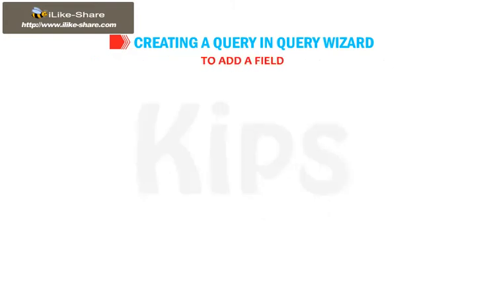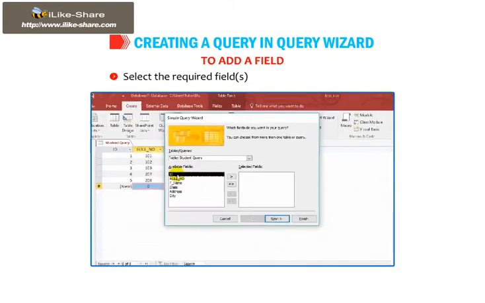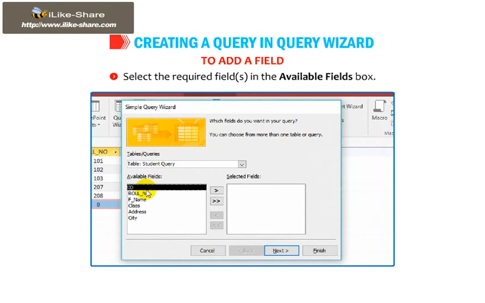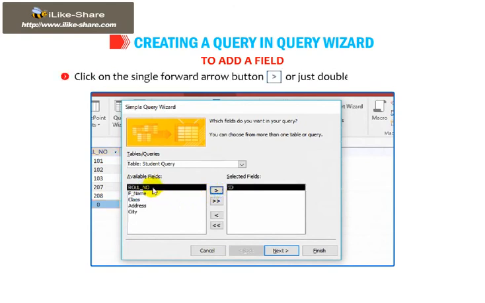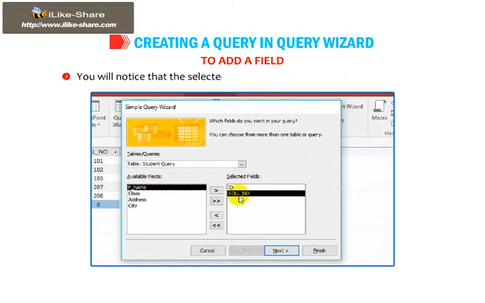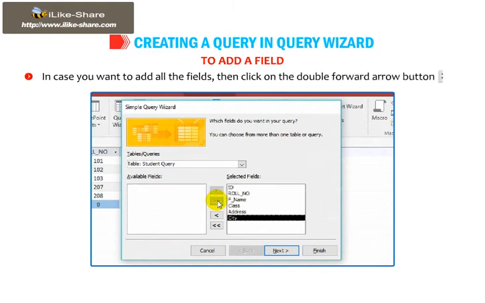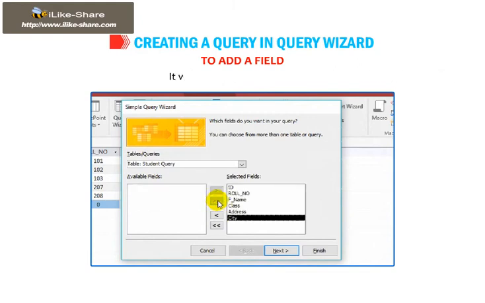To add a field, select the required fields in the Available Fields box. Click on the single forward arrow button or just double-click on the field. You will notice that the selected field is shifted to the Selected Fields box. In case you want to add all the fields, then click on the double forward arrow button. It will shift all the fields at once.